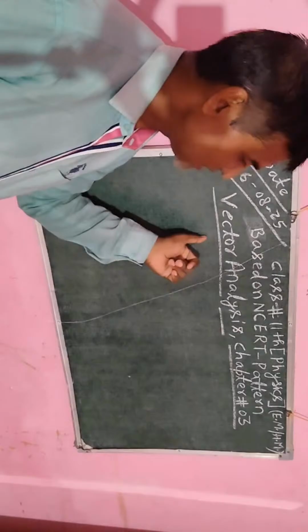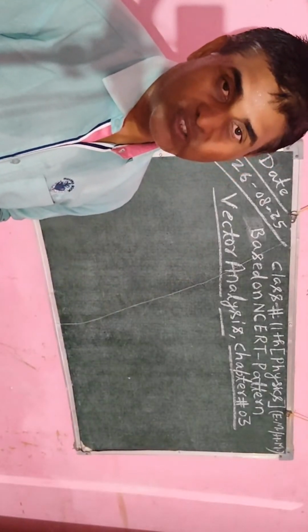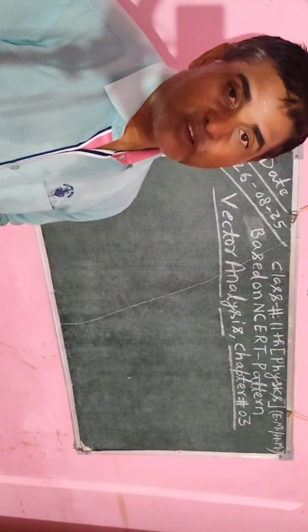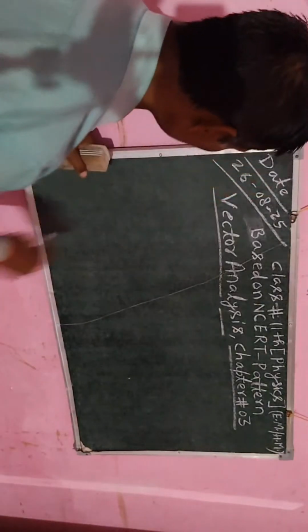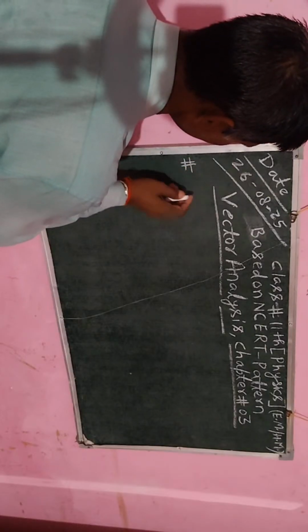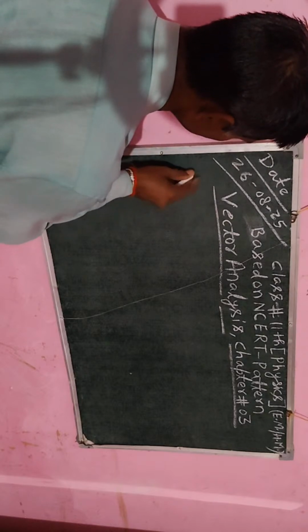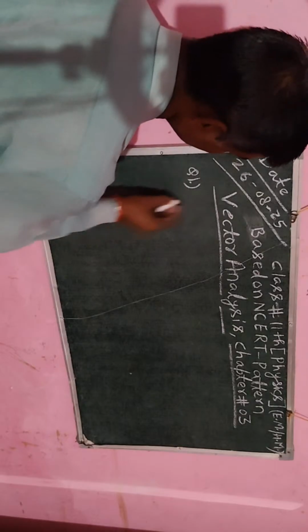Now here I am going to write one question, and after writing that question we will find the requirements which are available in the question. So first of all I am going to write the question. This is question number 1.